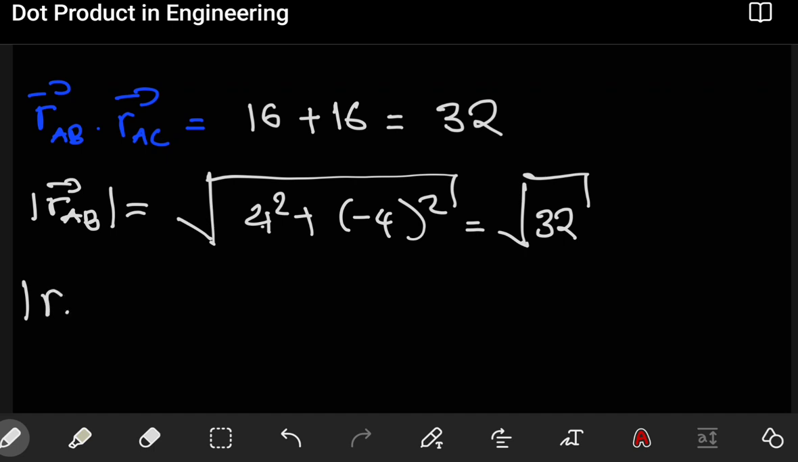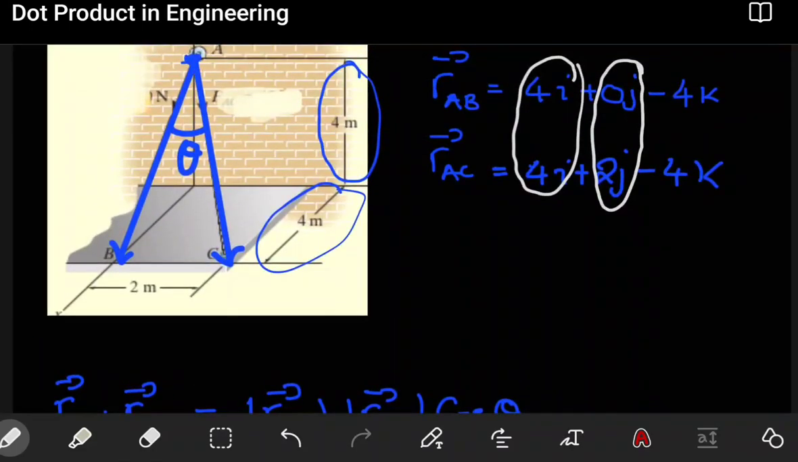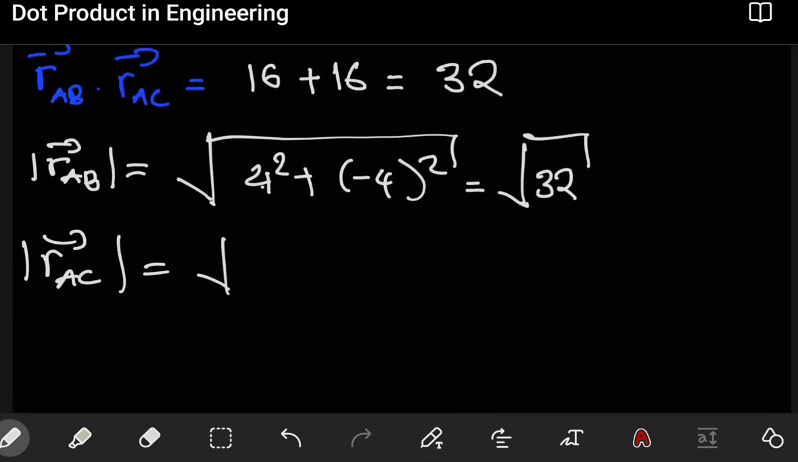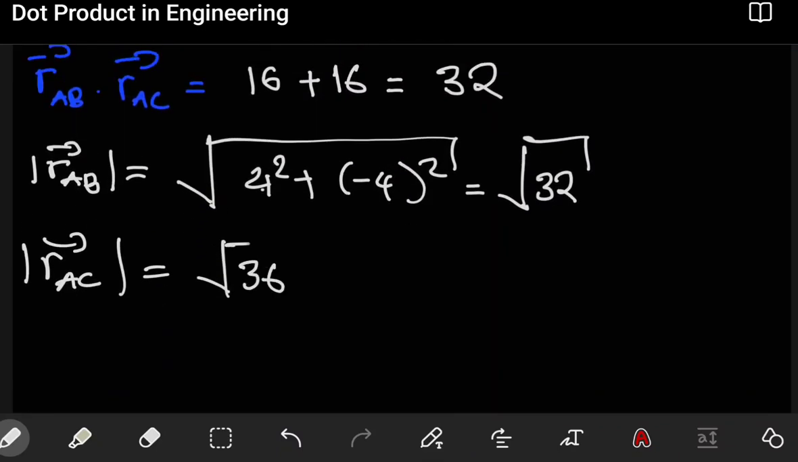We do the same thing for RAC. And if we do the same, we're going to end up with the square root of 16 plus 4 plus 16, which is 36. So we have the square root of 36 here.